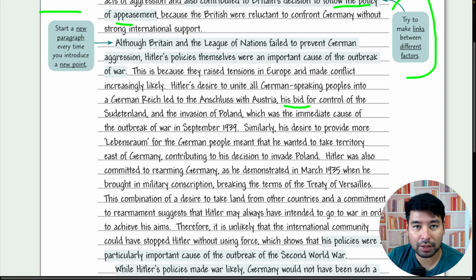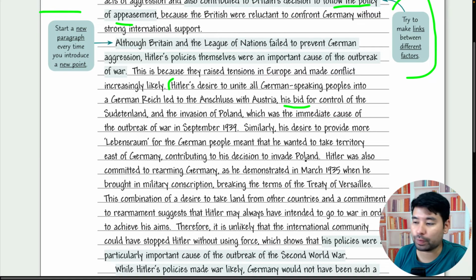So what I can explain here, let's read again this sentence. Hitler's desire to unite all German-speaking peoples into a German Reich led to the Anschluss with Austria. His bid for control, as I said here, his offer, right? He offered himself to control the Sudetenland. I mean, he offered like, okay, I give you something and you let me control that.